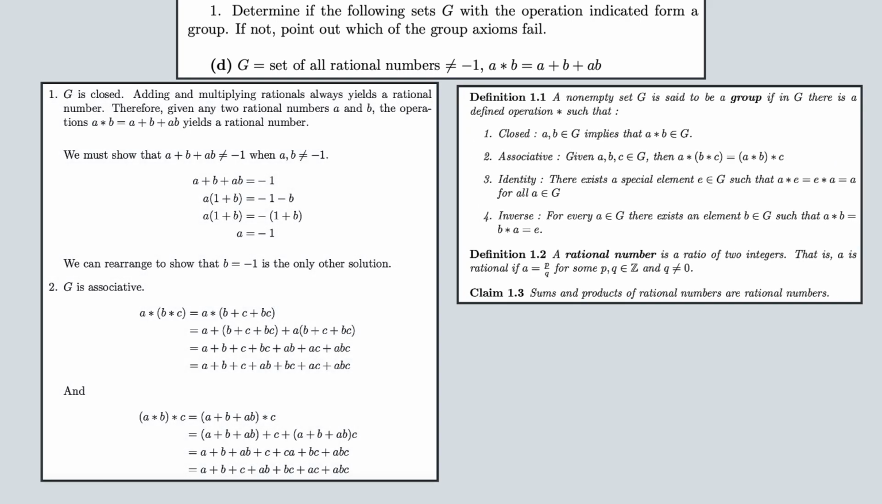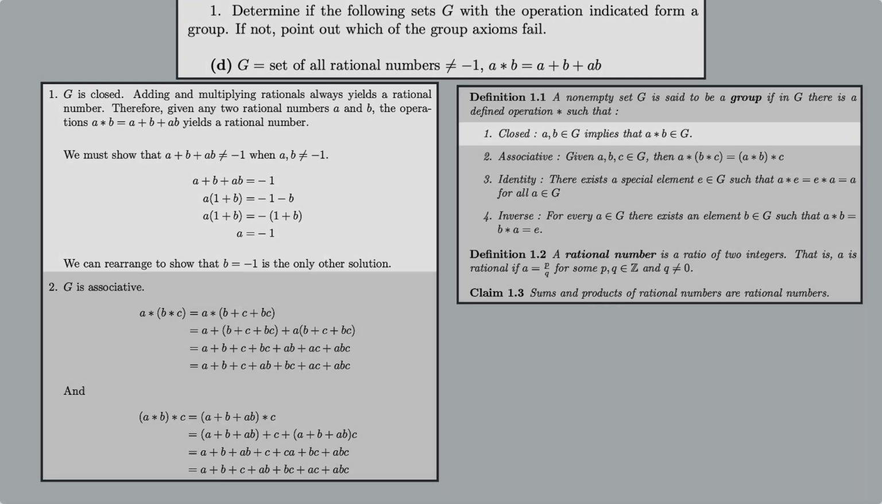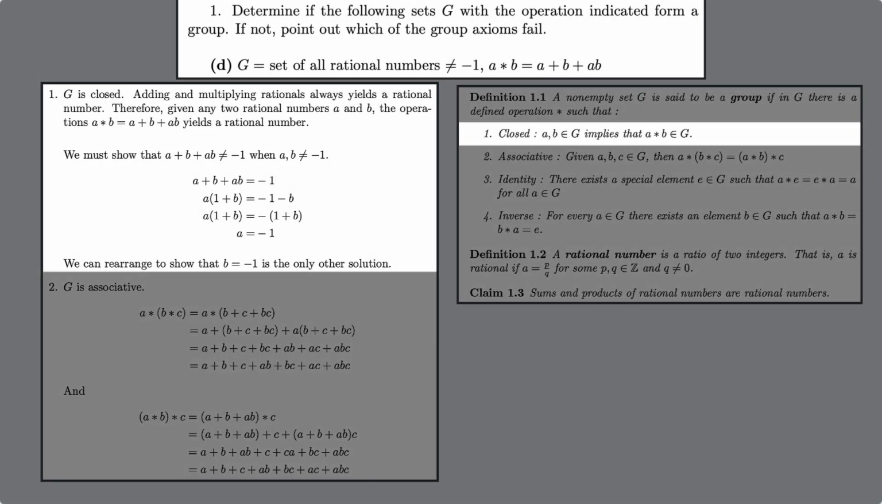So let's check our first condition, whether G is closed. The closed condition means that if any 2 members of the group are picked and we apply the operation star to them, we get another member of the group. Well, we just said that the sum and product of rational numbers always are rational numbers. So we know that a plus b plus ab is going to be a rational number, but we still have to check if that rational number is -1. Remember, -1 is not part of our set.